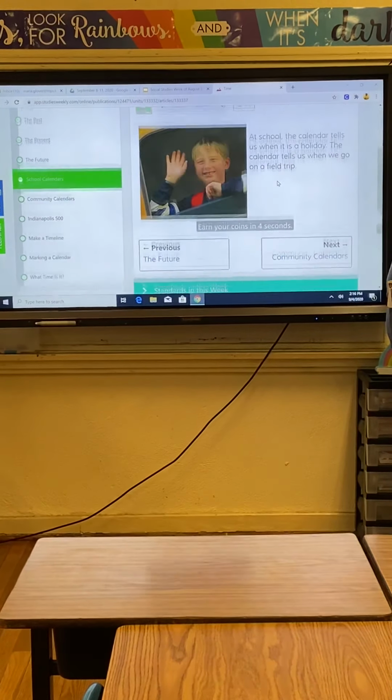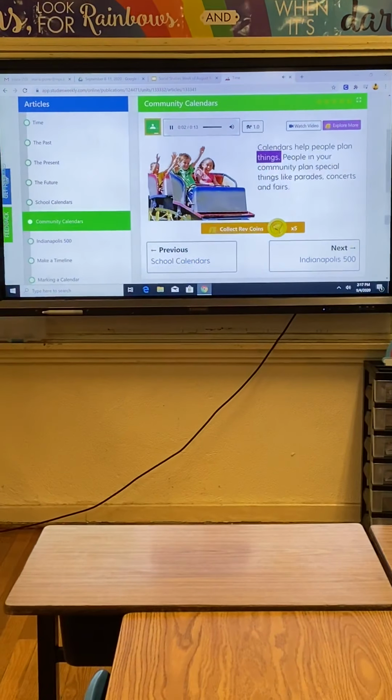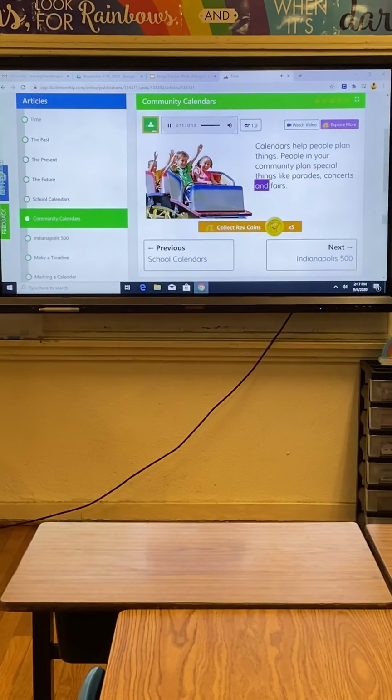At school, the calendar tells us when it is a holiday. The calendar tells us when we go on a field trip. Calendars help people plan things. People in your community plan special things like parades, concerts, and fairs.